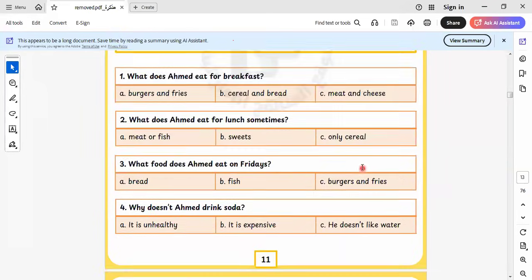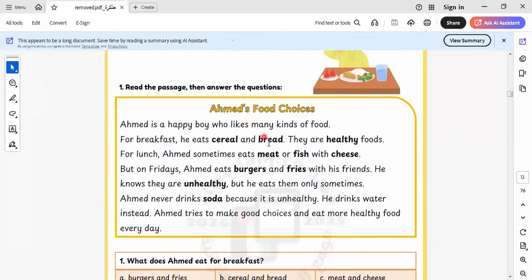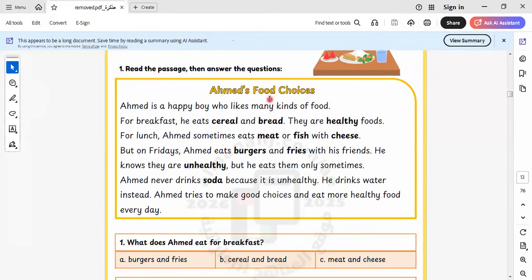Here we have reading, and I answer the questions below. Let's do it together. Here we say Ahmad's food choices. So here we talk about choices. I would like to say that we took something like that in our syllabus, Discover Egypt. We took the choices of Ahmad.